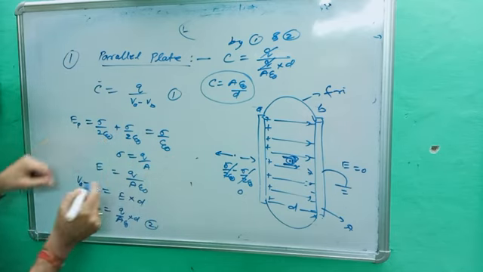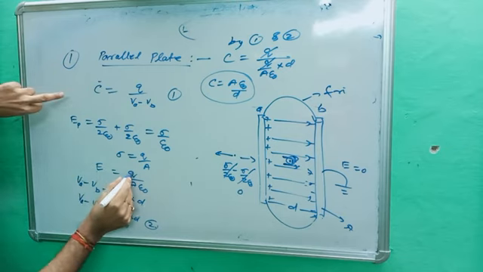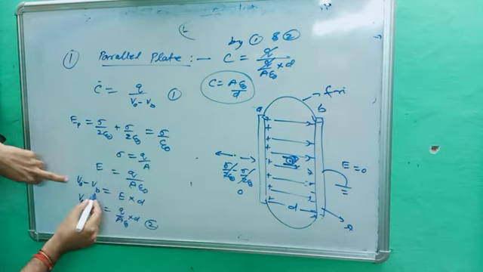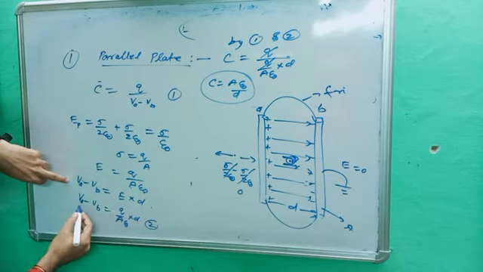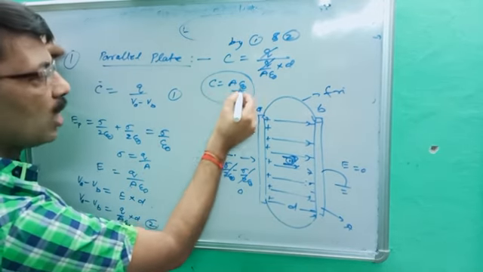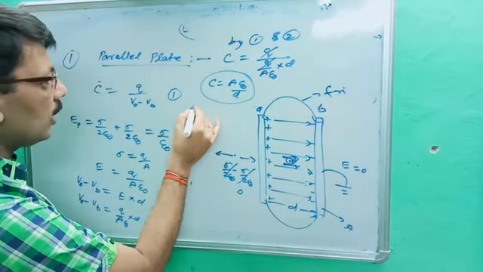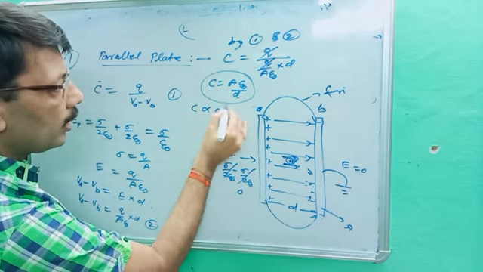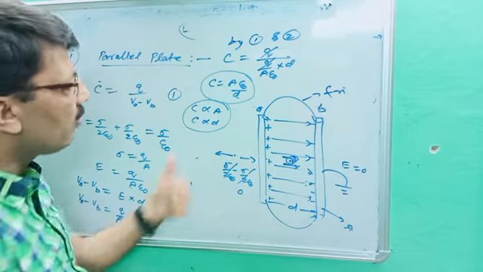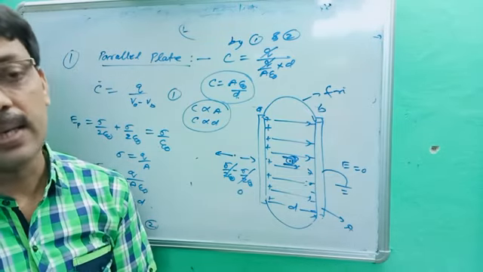Sigma is equal to Q upon A, so E is equal to Q upon A epsilon naught. We know VA minus VB is equal to E into d. This is a very easy formula. VA minus VB is equal to Q d upon A epsilon naught. By putting the value of the second into the first, we get C is equal to A epsilon naught upon d, and we conclude that C is proportional to A, and C is inversely proportional to d. So these are the factors affecting the parallel plate capacitance.